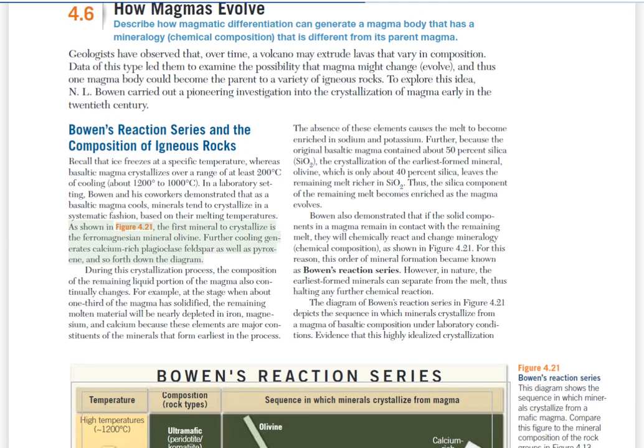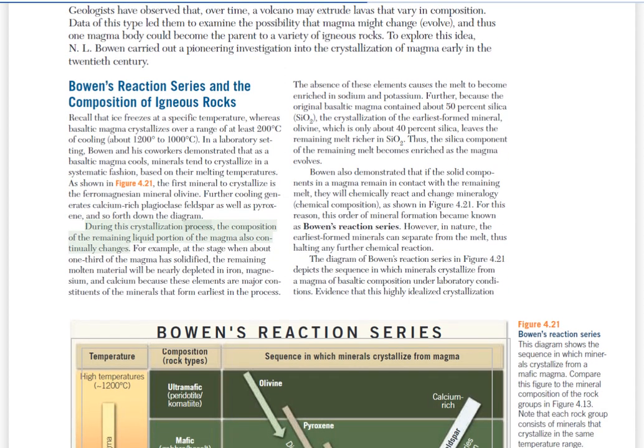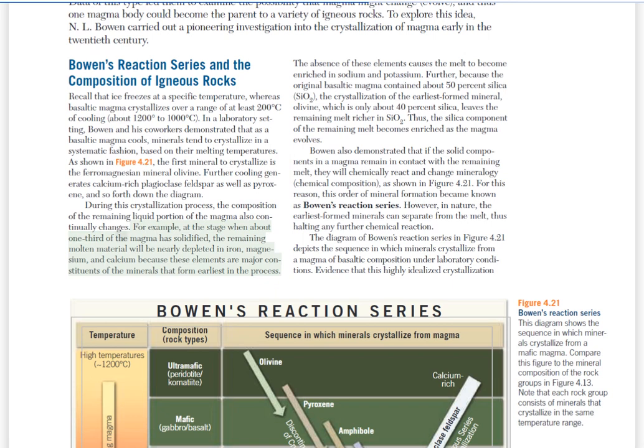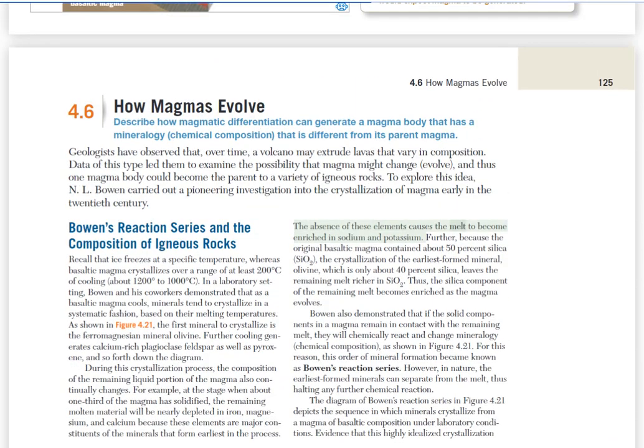As shown in Figure 4.21, the first mineral to crystallize is the ferromagnesian mineral olivine. Further cooling generates calcium-rich plagioclase feldspar as well as pyroxene, and so forth down the diagram. During this crystallization process, the composition of the remaining liquid portion of the magma also continually changes. For example, at the stage when about 1/3 of the magma has solidified, the remaining molten material will be nearly depleted in iron, magnesium, and calcium because these elements are major constituents of the minerals that form earliest in the process. The absence of these elements causes the melt to become enriched in sodium and potassium.